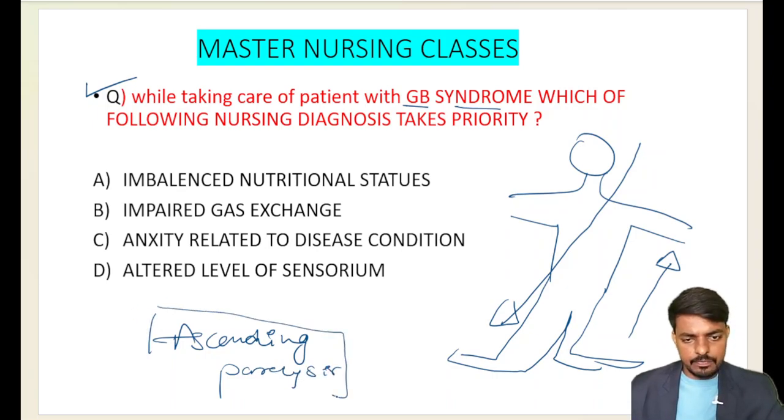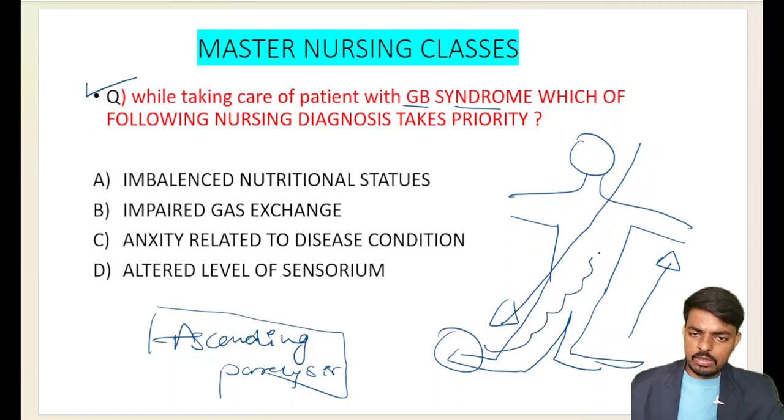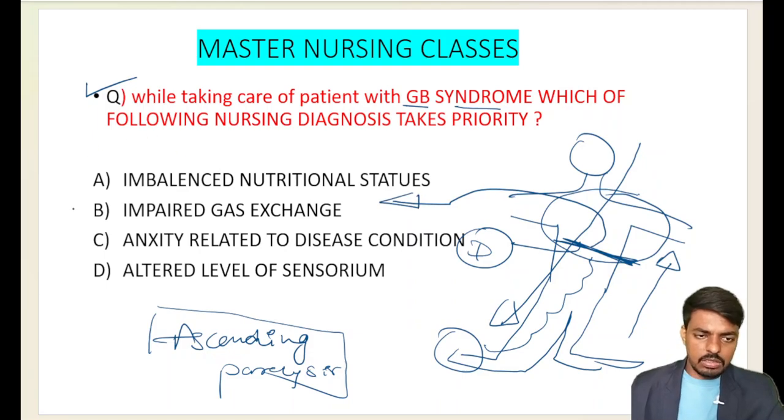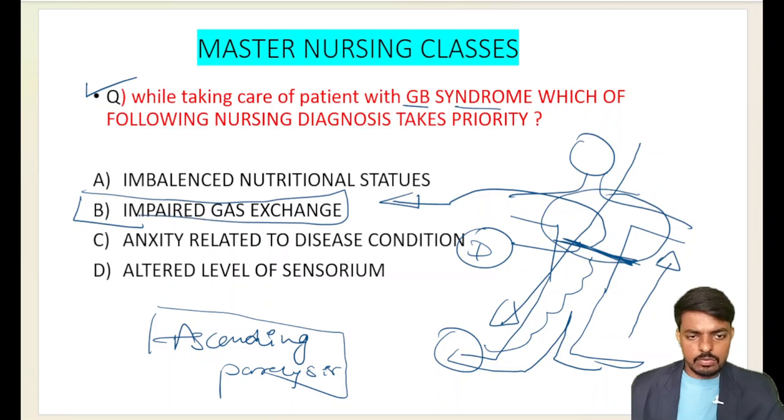So when the muscles of the lower extremities or periphery get weak, it keeps going upward. When it comes to respiration, if the main muscle of respiration, the diaphragm, gets weak, respiratory failure occurs, meaning gas exchange will not occur. Impaired gas exchange is the priority nursing diagnosis or action in a patient with GB syndrome. Imbalanced nutrition status is not a priority.